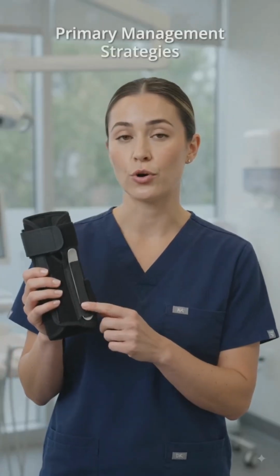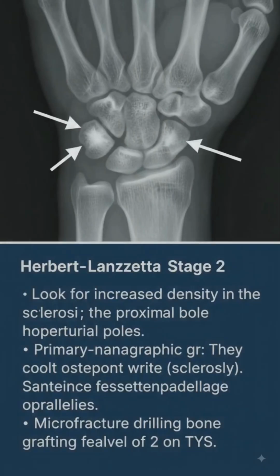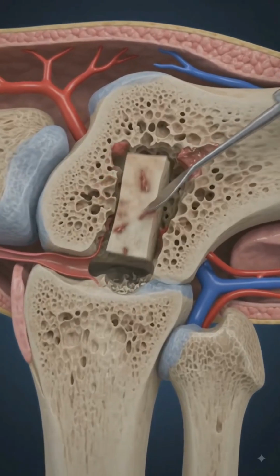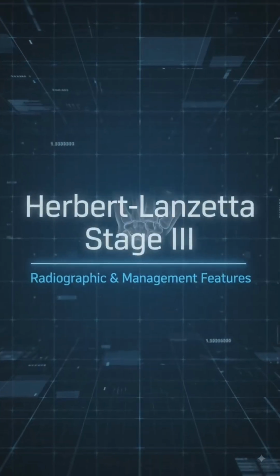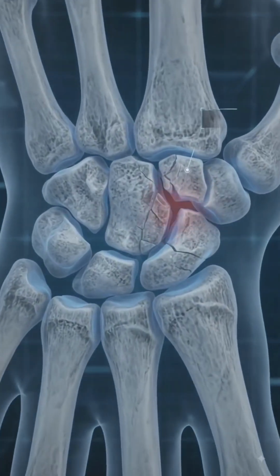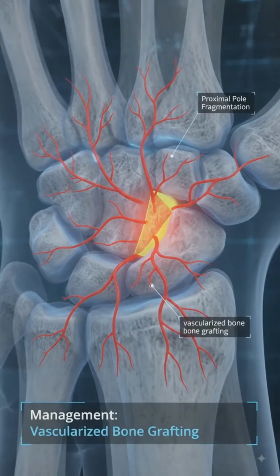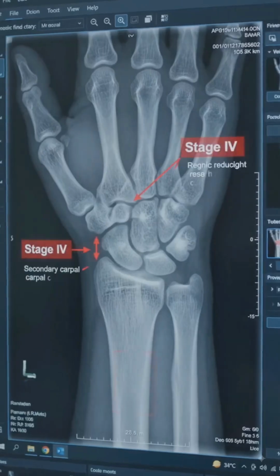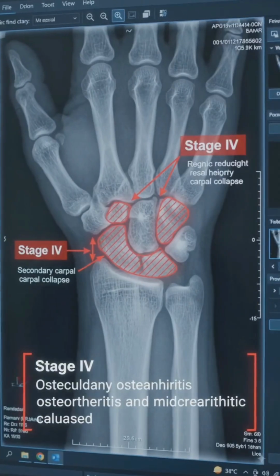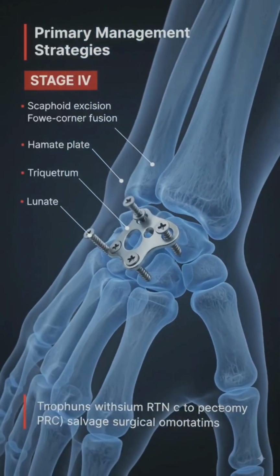Primary management strategies focus on immobilization, activity modification, and NSAIDs. For Herbert Lanzetta Stage 2, look for increased density in the proximal pole. Primary management involves curettage or non-vascularized bone grafting. Herbert Lanzetta Stage 4 shows carpal collapse and widespread osteoarthritis. Management includes a proximal row carpectomy or a four-corner fusion.